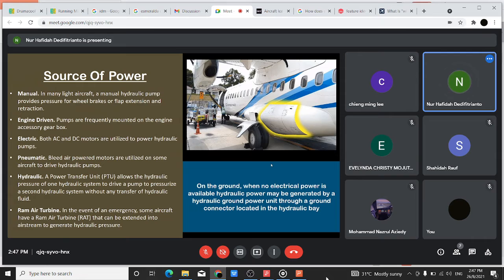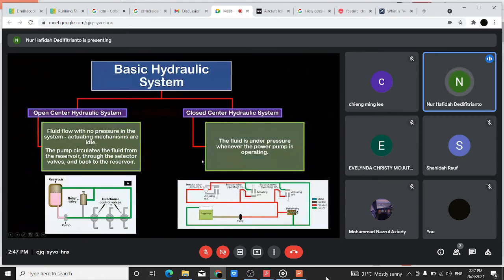Alright, we proceed to the next one. There are two types of basic hydraulic system, which are the open center hydraulic system and the closed center hydraulic system. The open center is where the fluid flows with no pressure in the system, so that the actuating mechanisms are idle. So there's no movement, there's no pressure, the fluid just flows freely in that system.